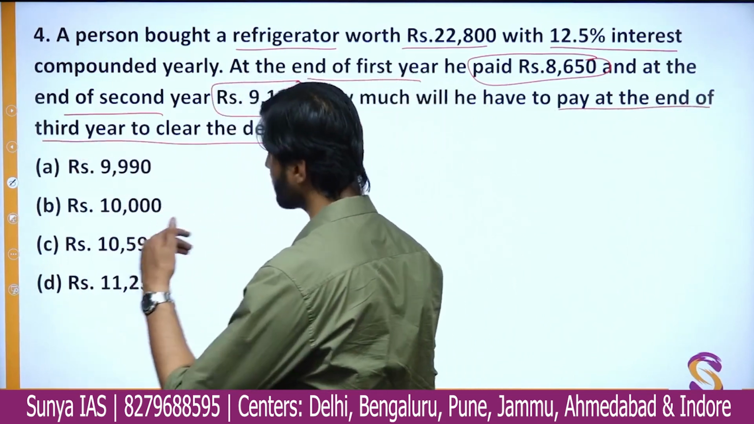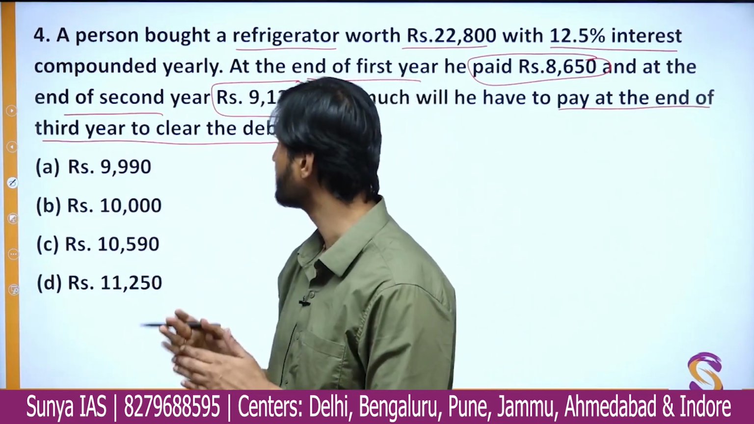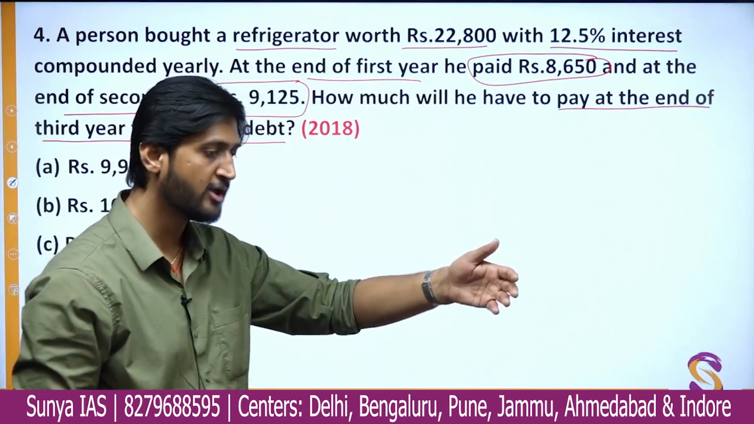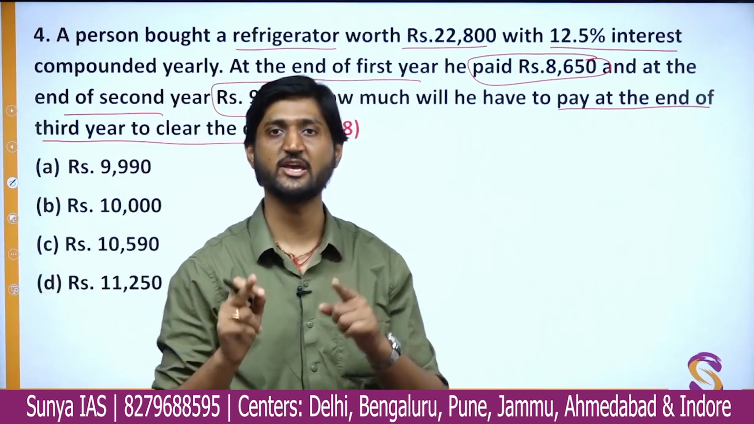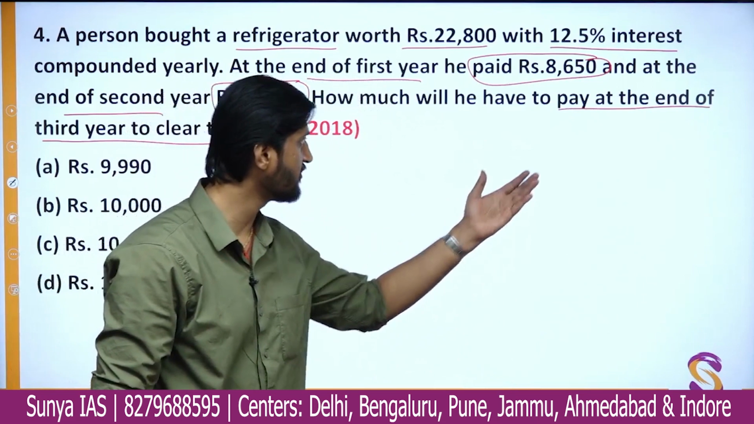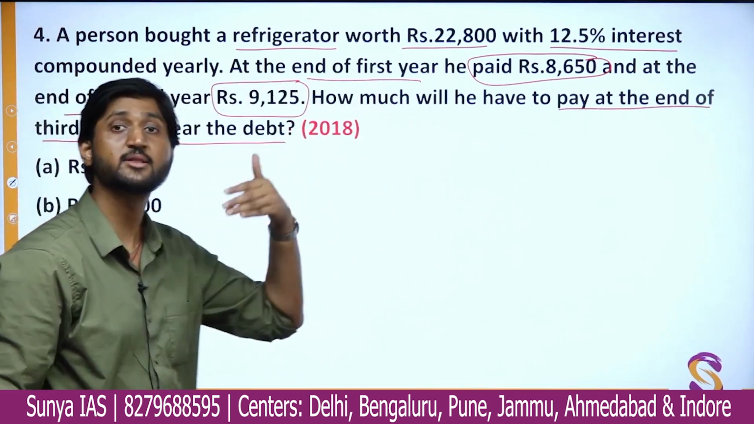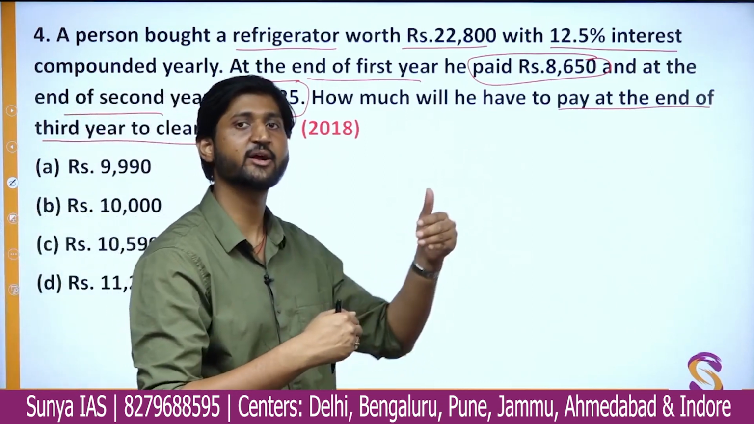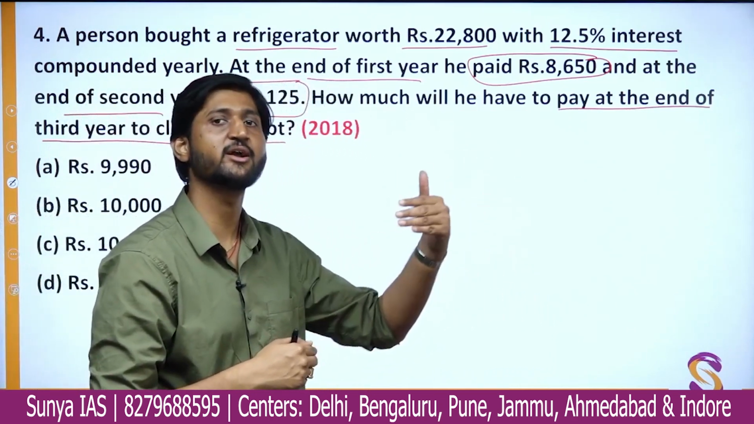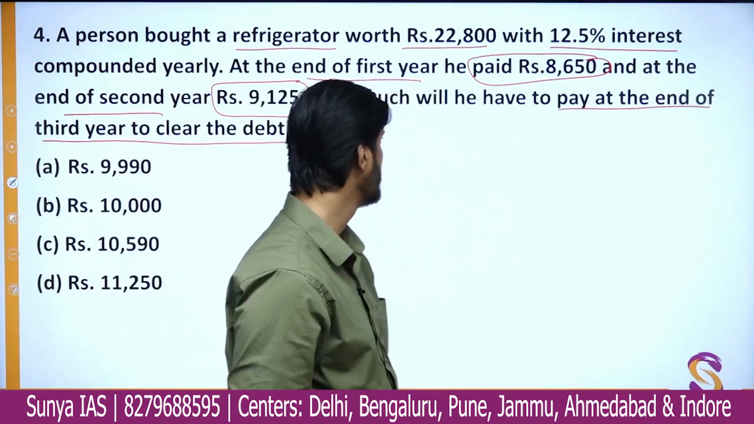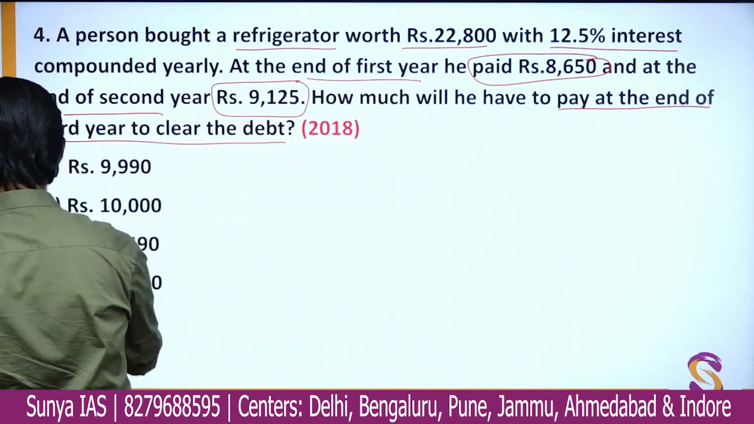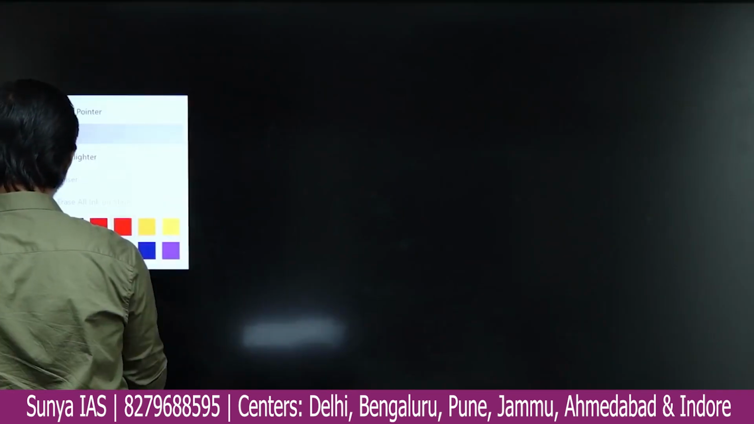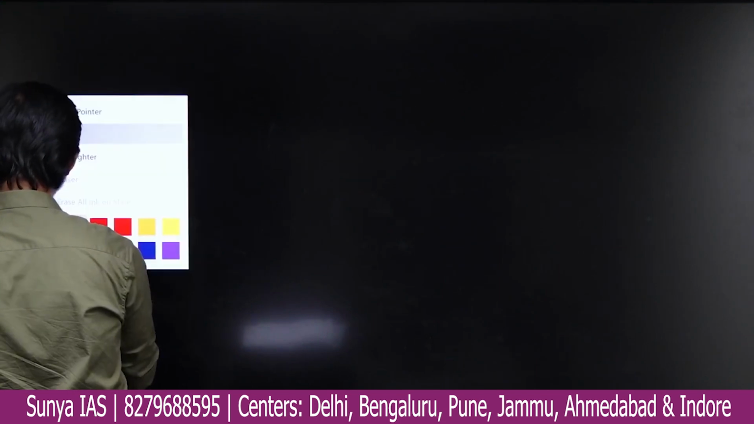So the story goes like this: there is a person who is going to a shopping mall, purchasing a refrigerator on EMIs, and he is taking a loan, as you can see, for a period of 3 years. So at the end of the first year he will pay some amount, at the end of the second year he will repay some amount, and at the end of the third year he will repay some amount. So let me represent all that information in the form of a nice diagram.